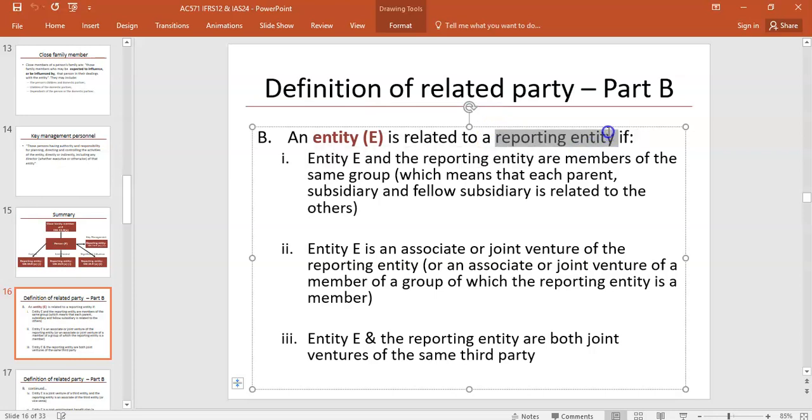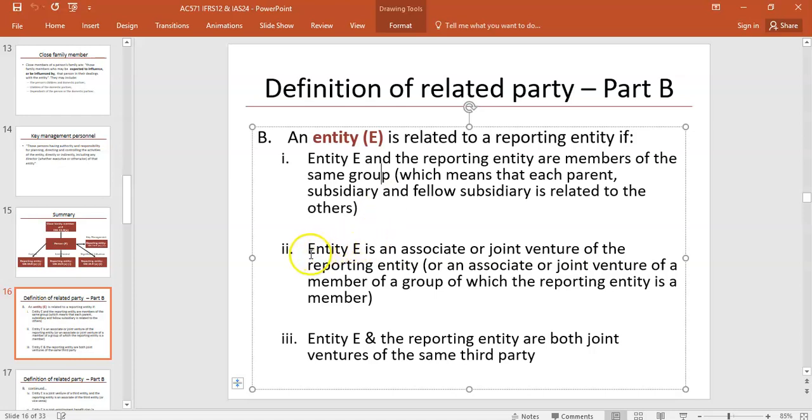So entity E and company X are related if they're members of the same group. That means if they're both subsidiaries of the same group, or one is a parent and one is a subsidiary, any combination of that, they're related. So any transactions between them, between a parent and a subsidiary, or between two subsidiaries, are related party transactions.